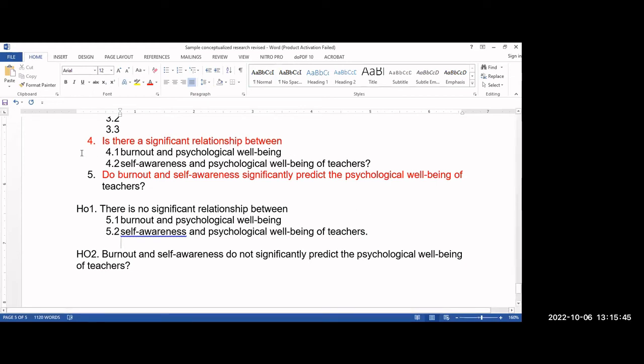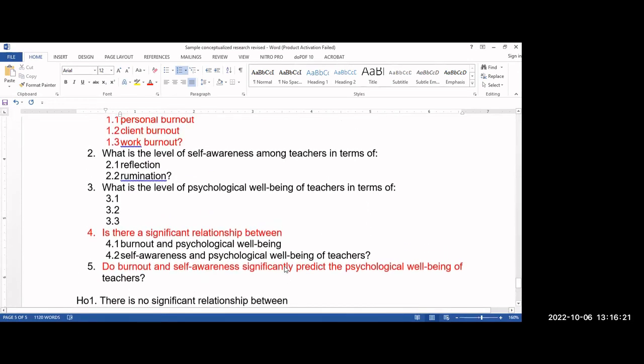So this is correlation. Number 4 is correlation, but correlation does not mean causation, that one factor is a predictor to the other. So you have to go higher with the statistics, and this is number 5, which is a regression question in which it will determine whether these two variables predict the outcome, which is the psychological well-being. So this is the way to draft the statement of the problem or the objectives of the study.